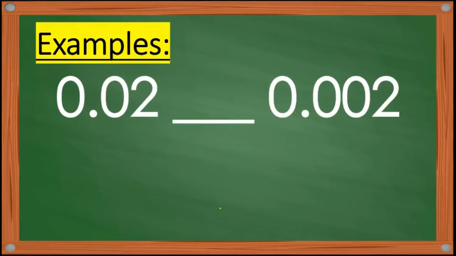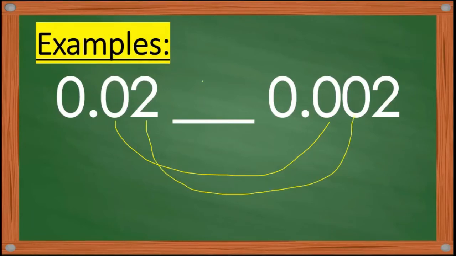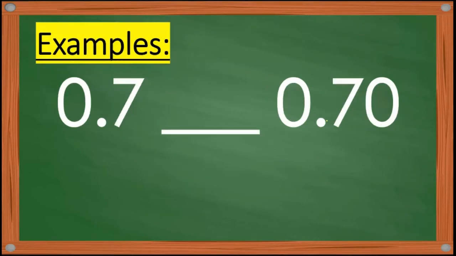How about this one? What is the symbol? Compare natin yung number 0 to the answer is greater than. So, 200ths is greater than 2,000s. Next. Okay, the answer is equal. Equal lang sila.